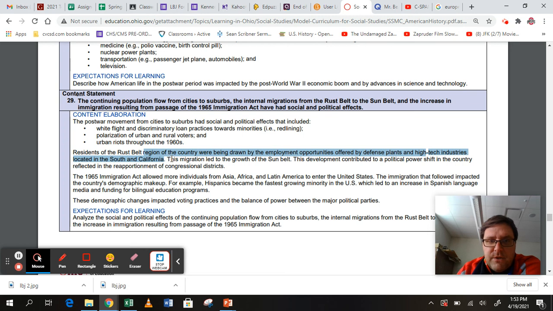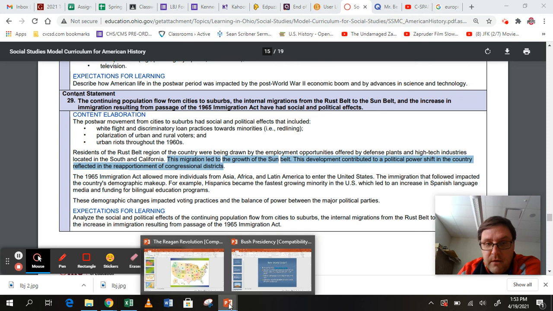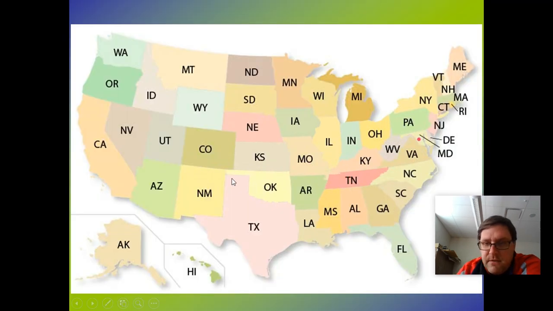This led to migration. This migration led to the growth of the Sun Belt. This development contributed to a political power shift in the country that affected the reapportionment of congressional districts. What this basically means is there are more members of the House of Representatives in southern states now than there were before because people are moving down here and the House is based on population.